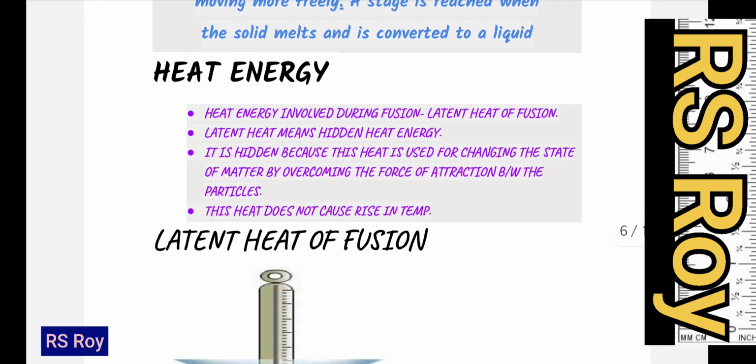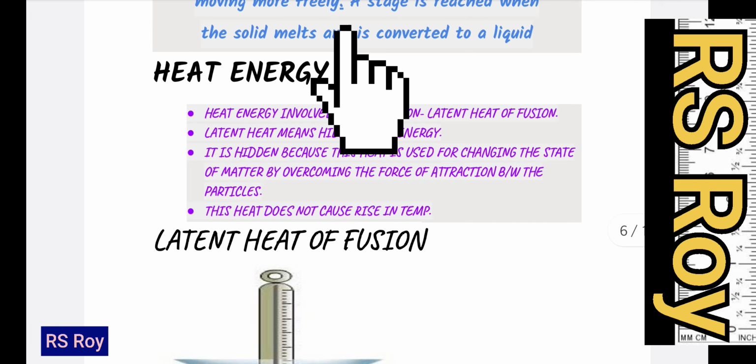The heat energy involved during fusion is also known as the latent heat of fusion. Latent heat means hidden heat energy. It is hidden heat because this heat is used for changing the state of matter by overcoming the forces of attraction between the particles. This heat does not cause a rise in temperature.